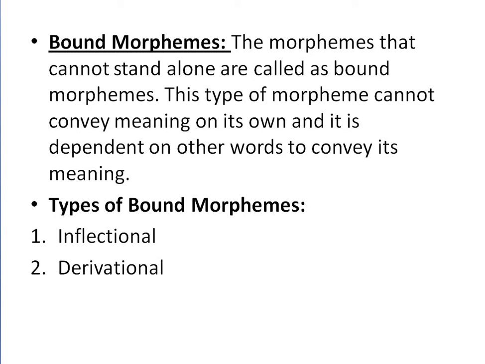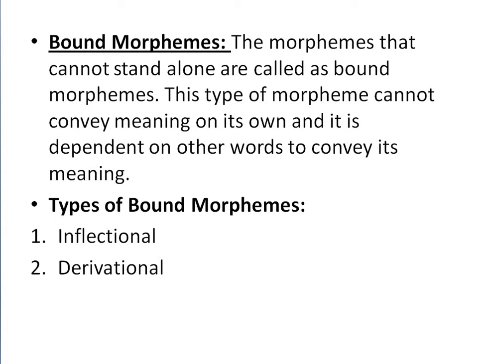For example, the word easily. This word is divided into two morphemes, easy and ly. The ly cannot give a meaning unless it is connected or joined with the free morpheme, that is easy. So in connection with the free morpheme, only then the bound morpheme ly is actually conveying the proper meaning of easily.